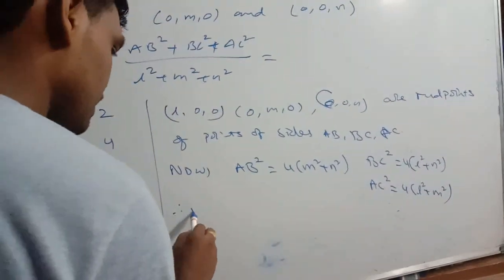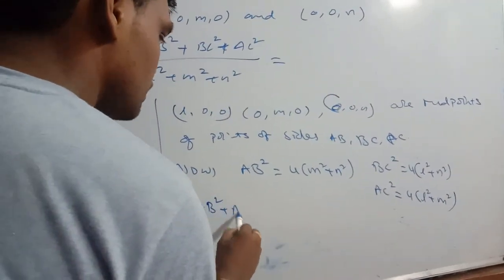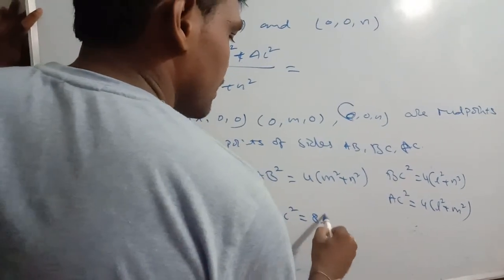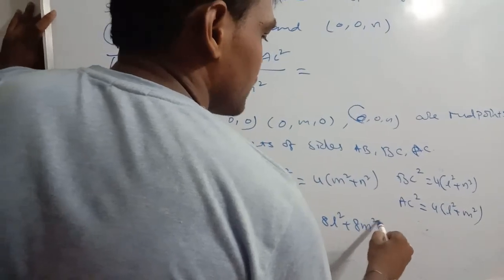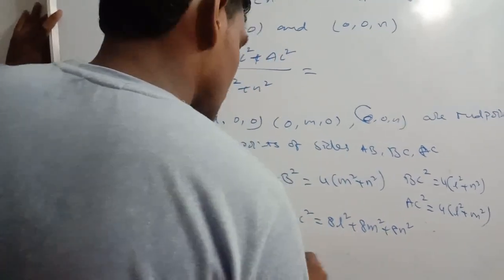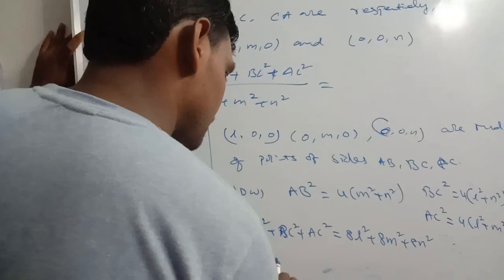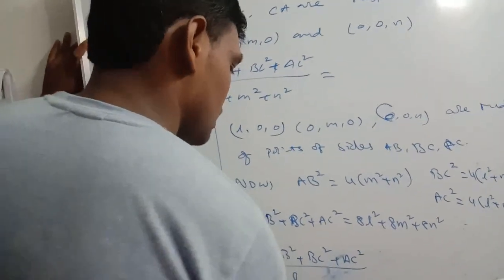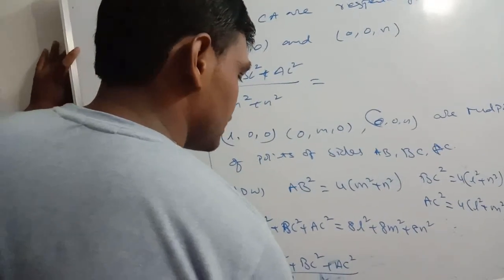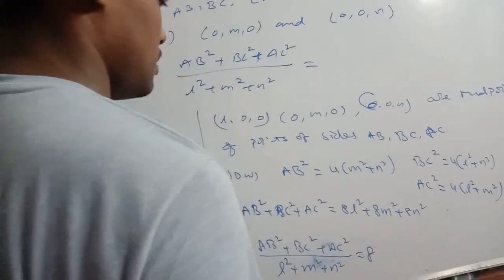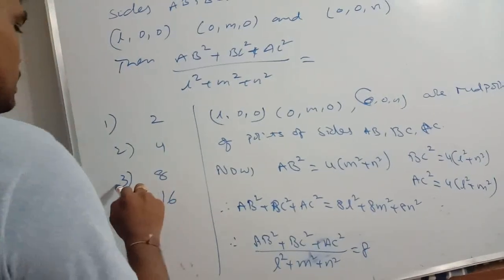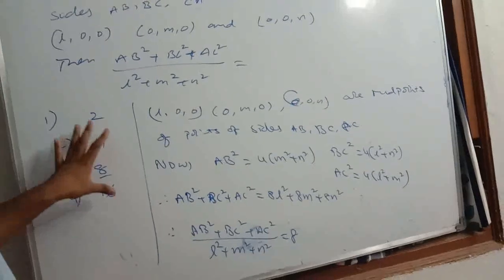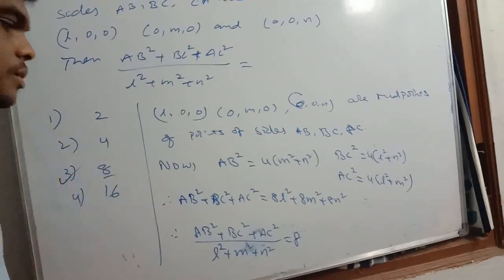Now here AB square plus BC square plus AC square is equal to 8L square plus 8M square plus 8N square, and this is AB square plus BC square plus AC square by L square plus M square plus N square is equal to 8. Okay, now the answer is third option is 8. Now this is the important bit in this chapter. Okay, write down.